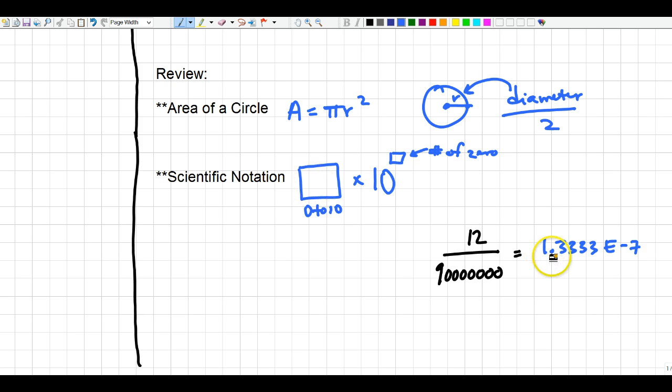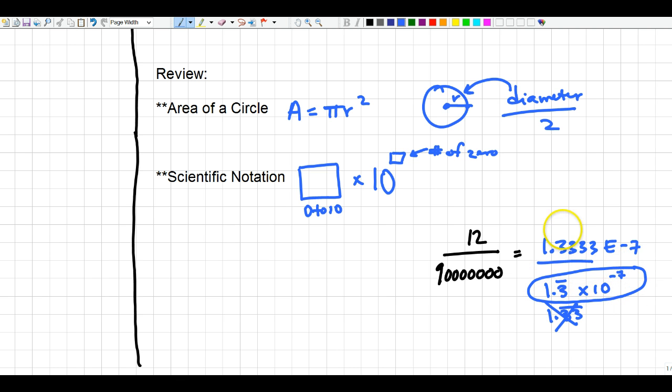So what that means is, first of all, a number between 1 and 10. Now that 3, since it continues, we'll put a bar over it. Keep in mind that that's different from saying 1.33 with a bar over it. Whatever's being repeated, you just write it once and put a bar on top. And then we say times 10, and the number after the E is the power that you're looking for the 10. So this means 1.3 repeating times 10 to the -7 power. So now that's written in scientific notation.